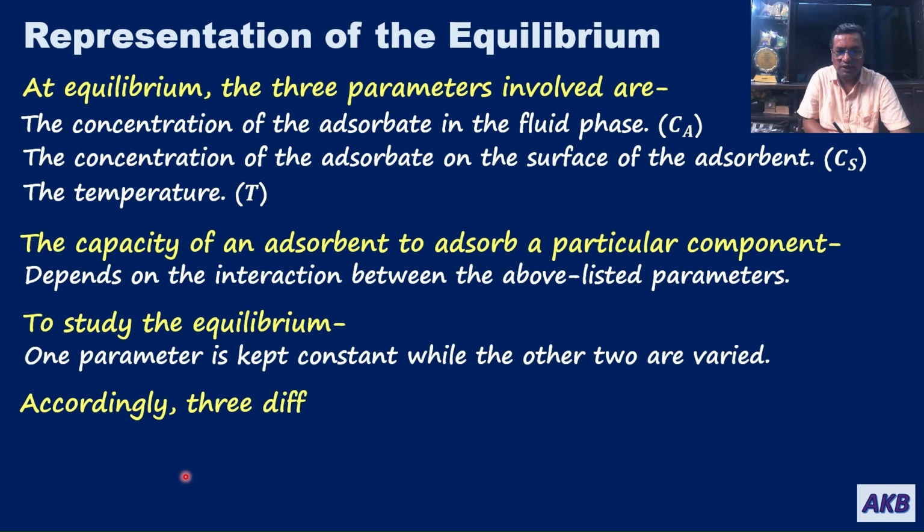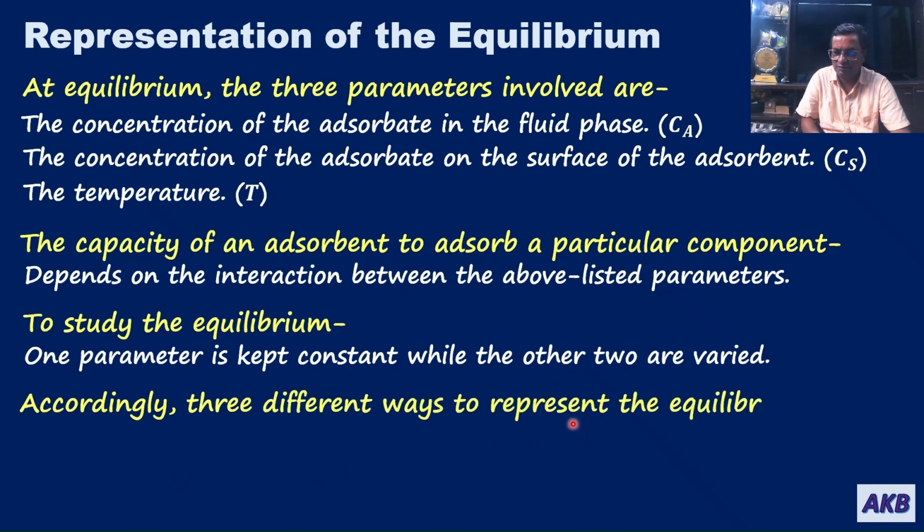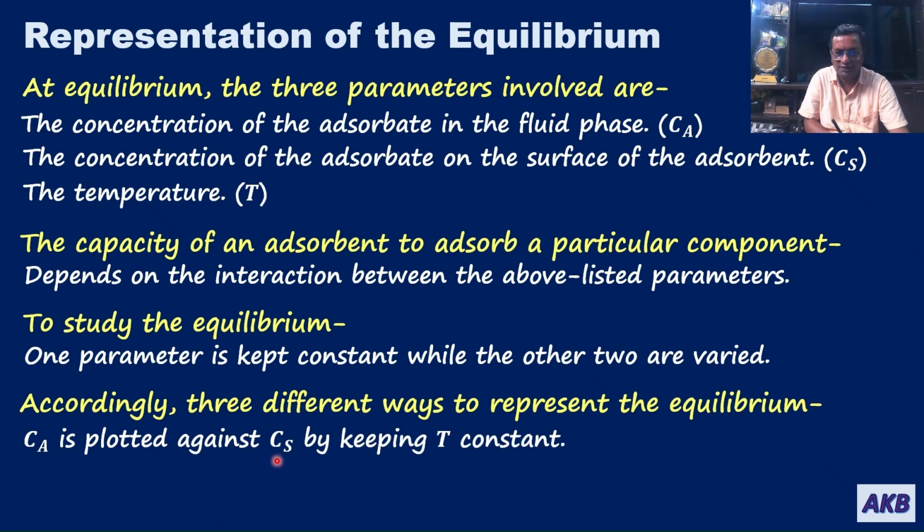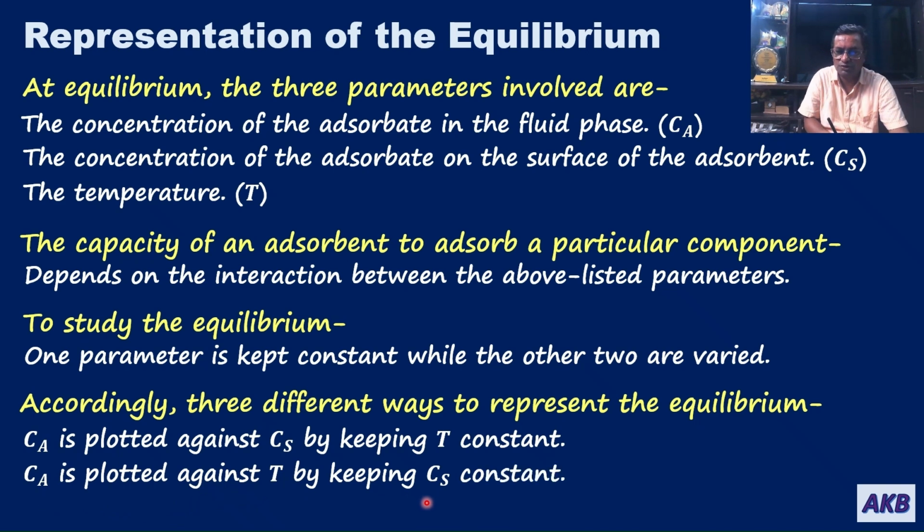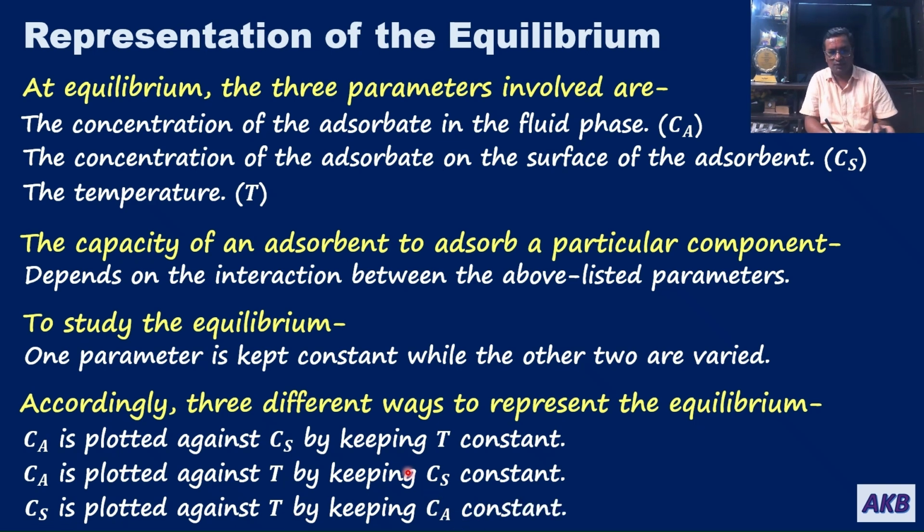Accordingly, you have three different ways to represent the equilibrium. First, you can plot Ca against Cs by keeping T constant. Then you can plot Ca against T by keeping Cs constant. And the third way is you can plot Cs against T by keeping Ca constant. Since three parameters are involved, one can be kept constant and the other two can be varied. And by varying those two parameters, you can collect the equilibrium data.